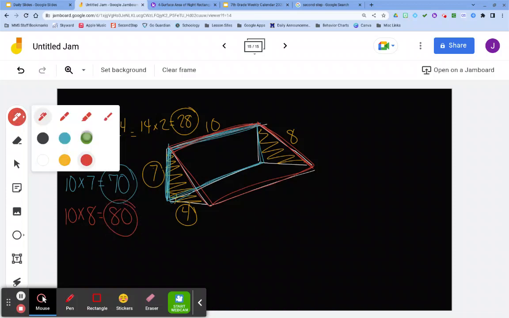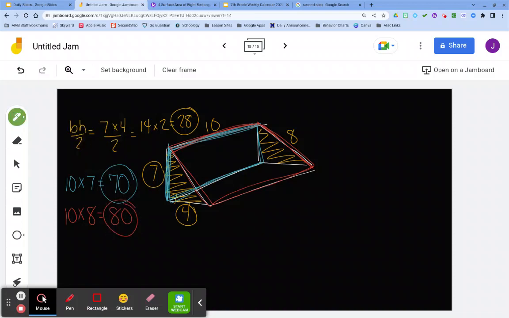And we still have one more side, the bottom. Okay, we did the triangles, the back, the top. Now we have the bottom of this shape. So we've got 4, and we need to figure out this side. But if you think about it, these 2 sides should equal the same thing. So this should be 10, so we can think of it as 4 times 10. 4 times 10 will give me an area of 40.